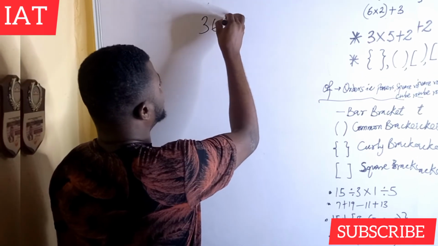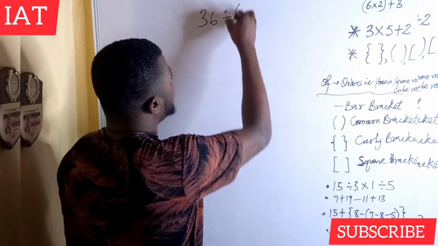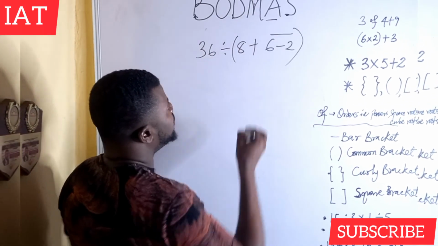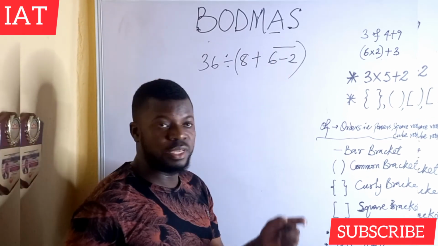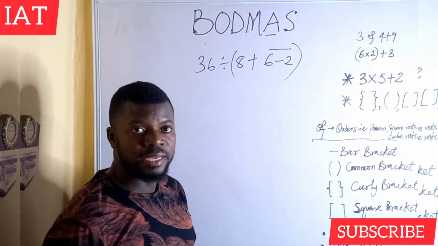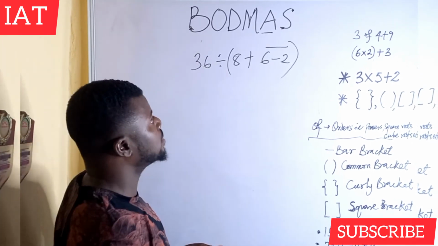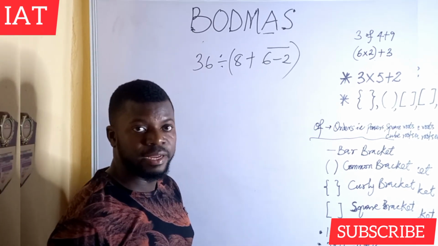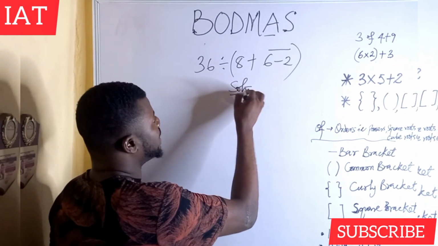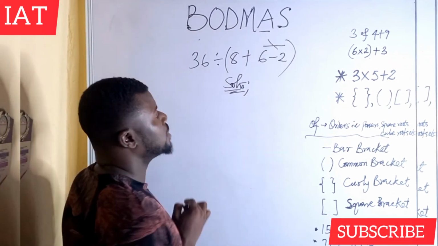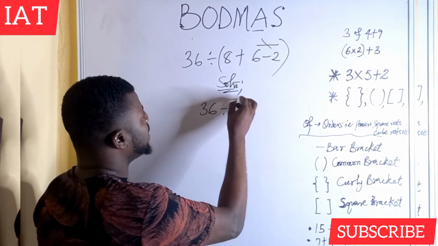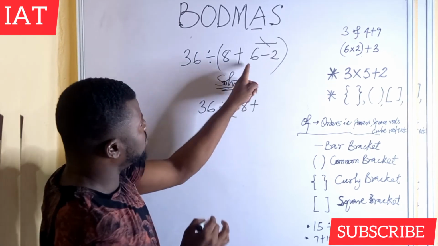36 divided by, we have 8 plus 6 minus 2. And we have the bar bracket. What happens when we see bar bracket? Of course, we have the normal, the common bracket, and also we have the bar bracket. You start wherever you see the bar bracket. Remove it first. And in the course of removing the bar bracket, what do we do? We just cancel it out. And when we cancel it out, we have 36 divided by 8 plus 6 minus 2.